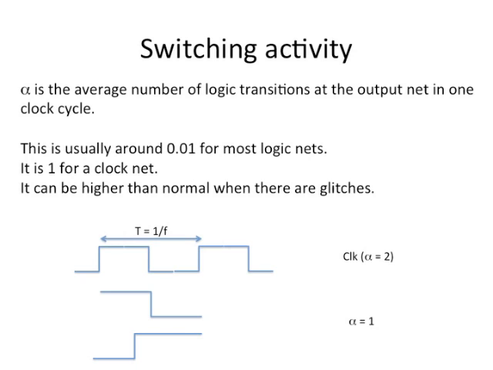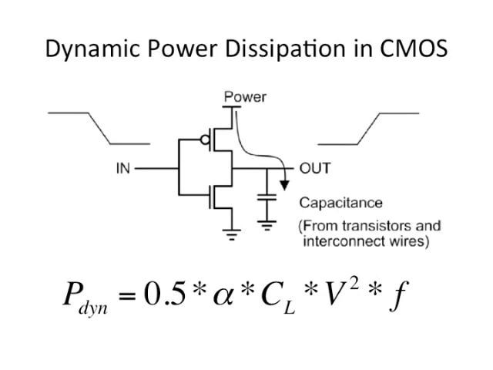Can you say that the power is proportional to alpha? Yes, absolutely. You see the equation out here, the dynamic power is proportional to the switching activity. More switching activity, more is the power, in a linear fashion.